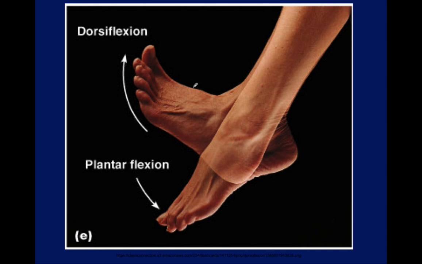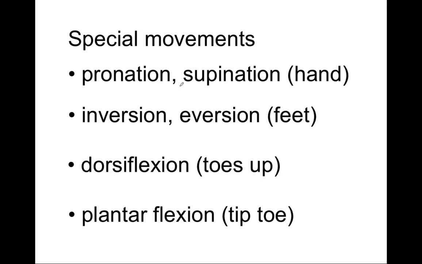Dorsiflexion is just the opposite and refers to the dorsal side of the foot. Despite this being the superior part of the foot, we also call this the dorsal side of the foot. So dorsiflexion is when we decrease the angle between the dorsal side of the foot and the tibia and the fibula. Since these are referring to flexion, that indicates that we're looking at a decrease in the angle between those articulating bones. So pronation and supination are special because they just deal with the hands.